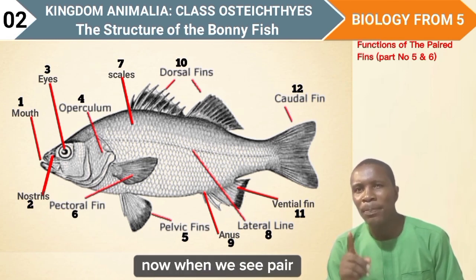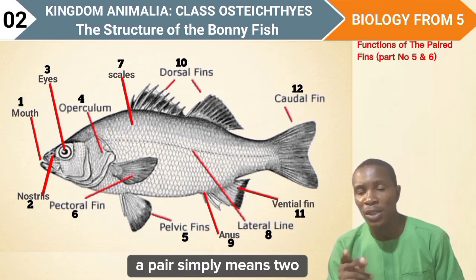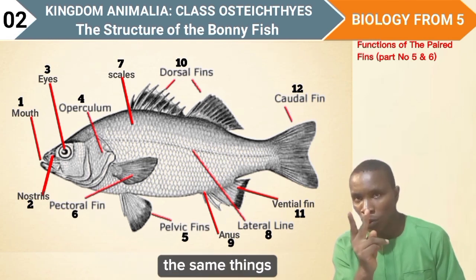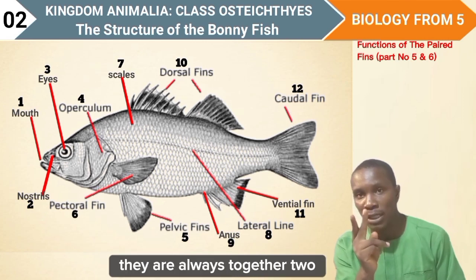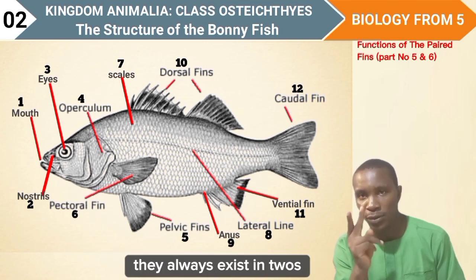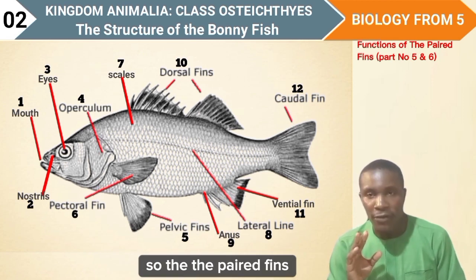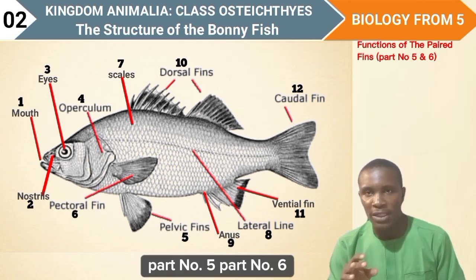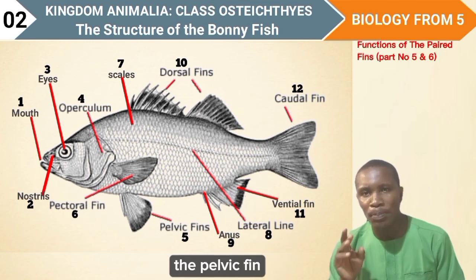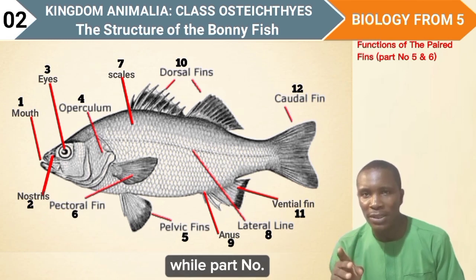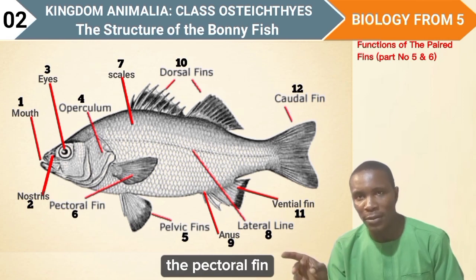Now, when we say pair, a pair simply means two of the same things working together. They are always together. They always exist in twos. That's what we mean by pairs. So the paired fins, part number 5, part number 6. Part number 5 is called the pelvic fin, while part number 6 is called the pectoral fin.